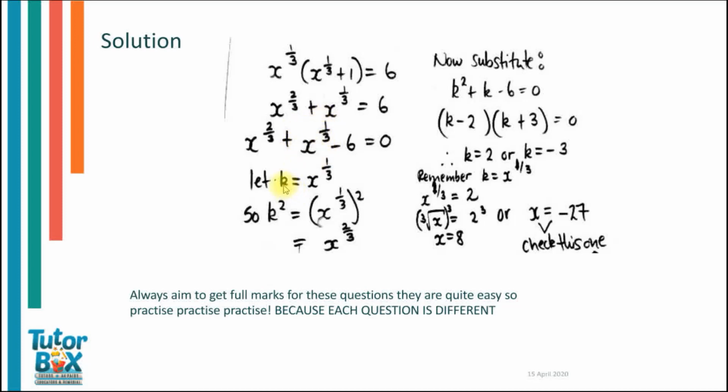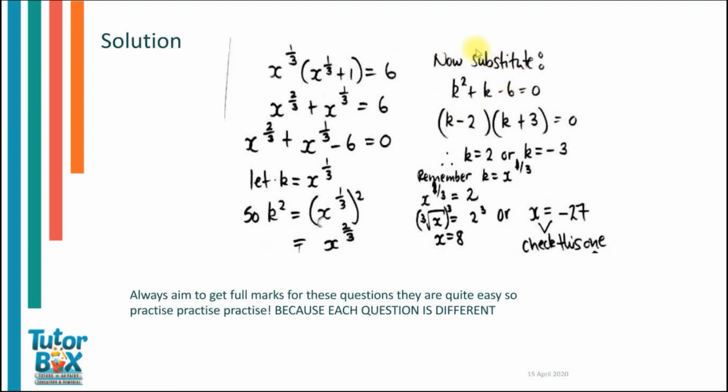So guys, notice that for the part where you say let k equal to something, don't take the constant or the coefficient. Just take the variable part in its power. So let k be equal to x raised to the power of a third. So k squared will be equal to x raised to the power of a third, squared. This will be equal to x raised to the power of 2 over 3.